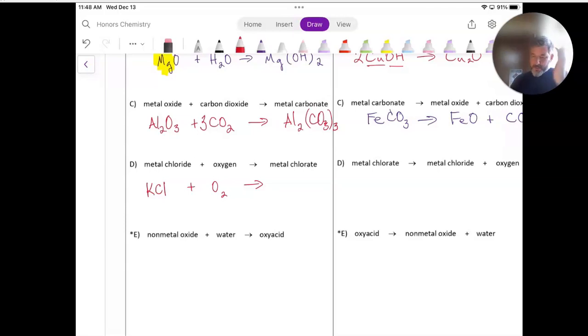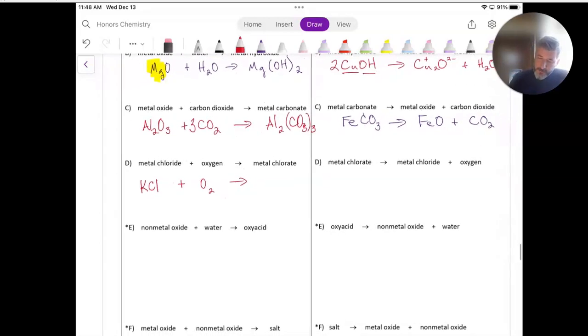So KCl plus O2 would give us a metal chlorate. And by chlorate, we mean the polyatomic ion chlorate. So in this case, it's just going to give us KClO3. Chlorate is ClO3, and K is +1, and chlorate is -1. So it's just a 1-to-1 ratio.